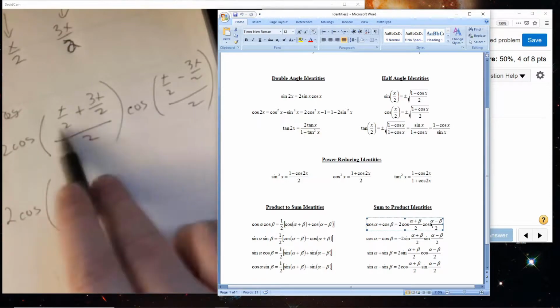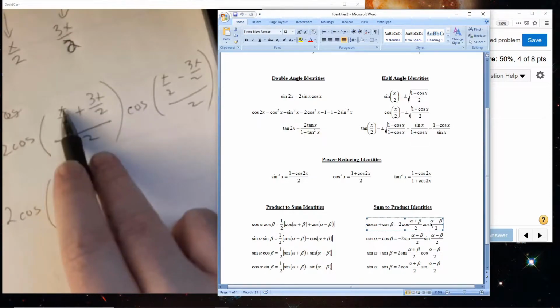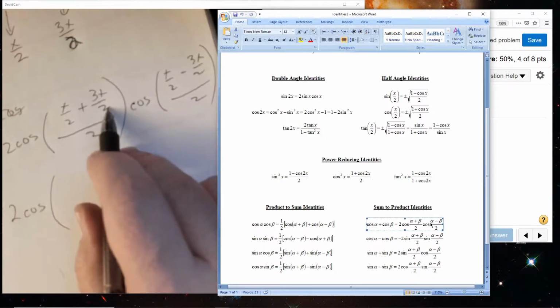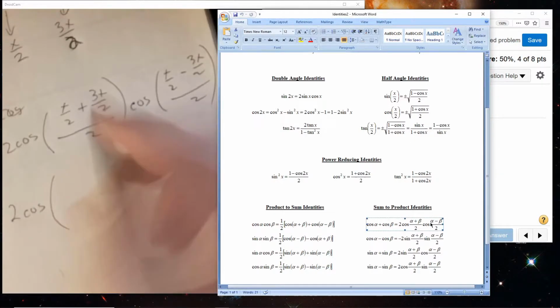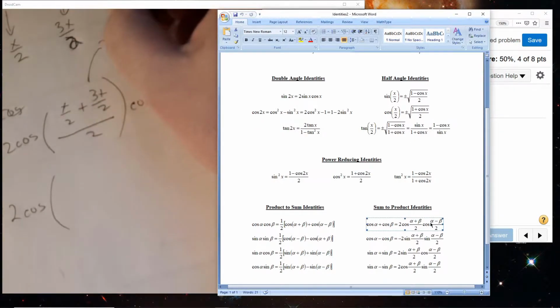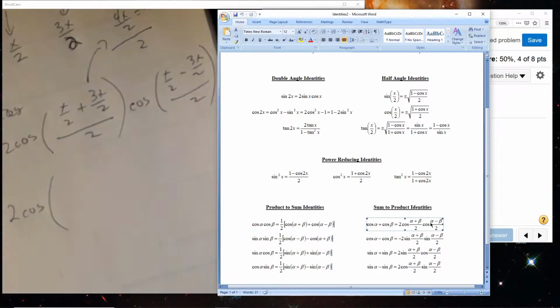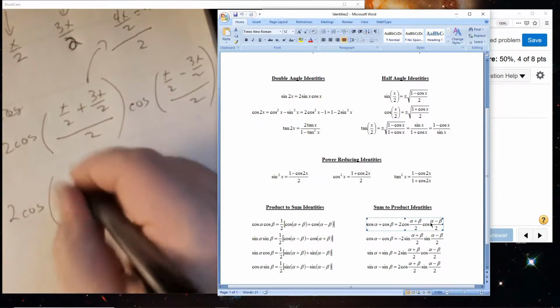They both have a common denominator, so we can just add them together. 1 plus 3 is 4. 4x divided by 2 is 2x. But this is still all divided by 2 again, to give us x.